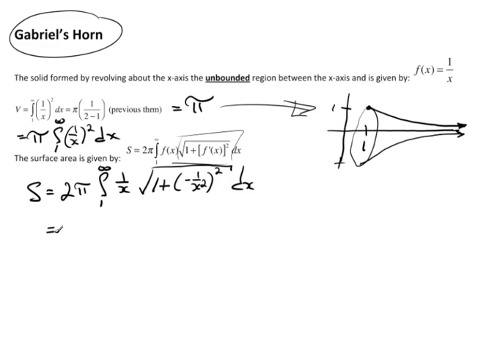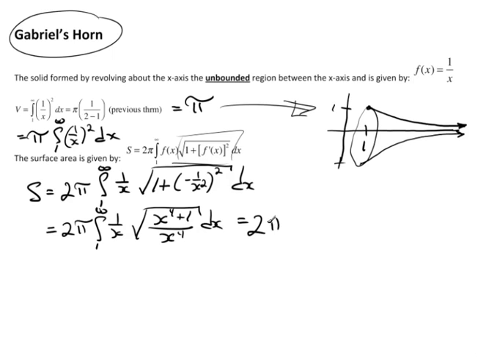See, this is just equal to 2 pi times the integral from 1 to infinity of 1 over x times the square root of, this is going to be 1 over x to the fourth. So if I actually complete this operation of addition, I'll end up with x to the fourth plus 1 over x to the fourth, dx. Now obviously this x to the fourth in the bottom I can take out as an x squared.